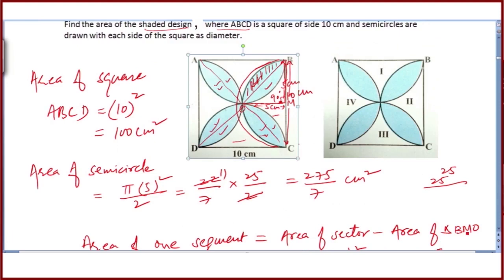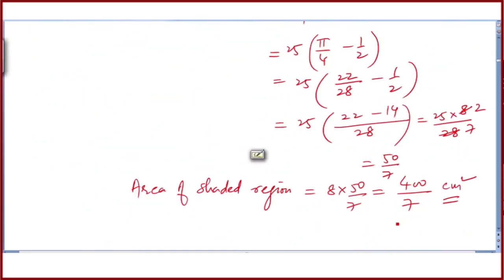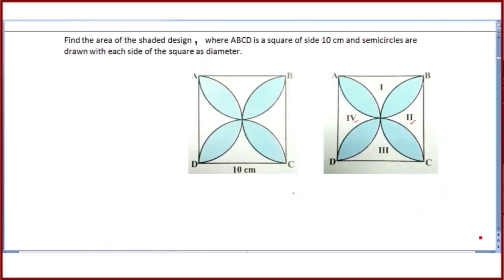There can be another method to calculate this area, but I leave it to you to find another method, right? There can be various methods in mathematics to solve a particular question, but the answer that you arrive at will always be the same.